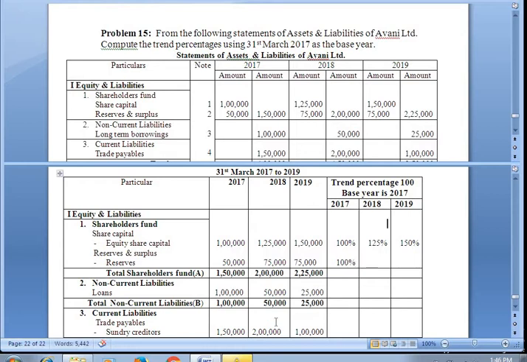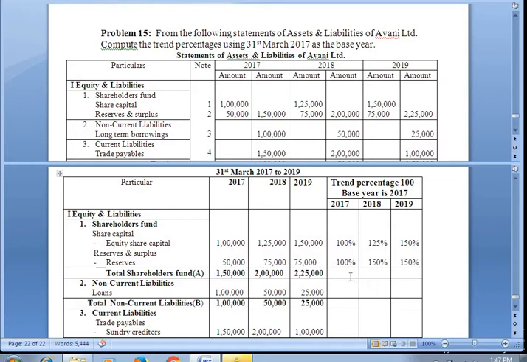Now next we have to find out the trend percentage for the year 2018. Amount of 2018 is 75,000. So how do you calculate? 75,000 divided by 50,000 into 100 is equal to 150%. Next one, 2019. Same, 75,000 divided by 50,000 into 100 is equal to 150%.